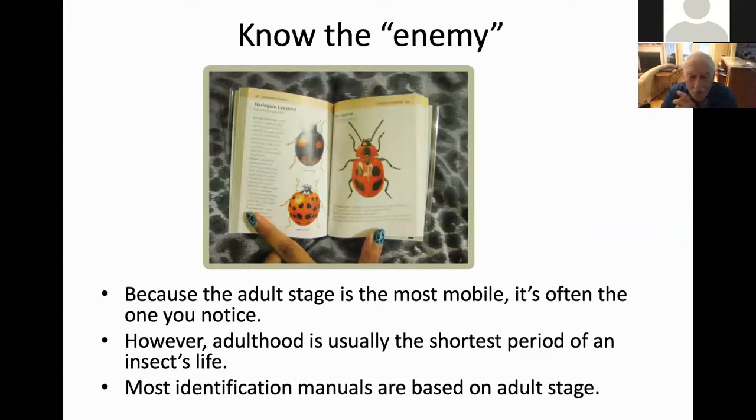If you don't have that little sheet of good bugs and bad bugs, of course, there's always the internet, or there are books out there. And it's the adult stage that is most readily identified and most often noticed, and most identification is based on the adult stage.